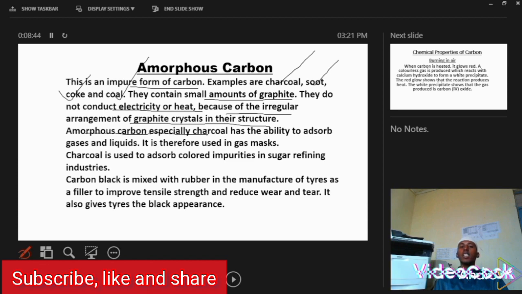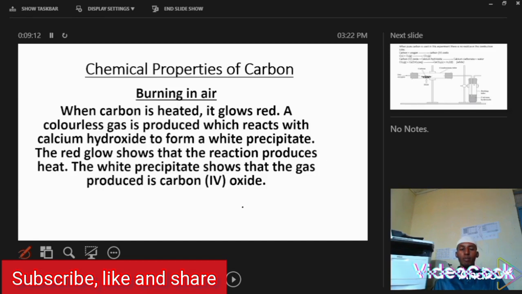Amorphous carbon, especially charcoal, has the ability to absorb gases and liquids. It is therefore used in a gas mask. Charcoal is used to absorb the colored impurities in sugar refining industries. Carbon black is mixed with rubber in the manufacture of tires, as a filler to improve tensile strength and reduce wear and tear. It also gives tires the black appearance.